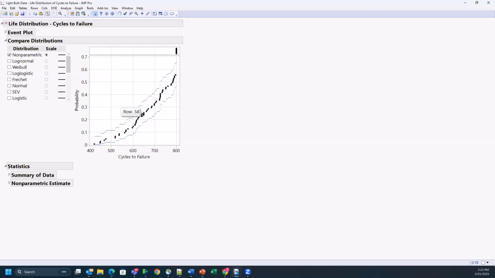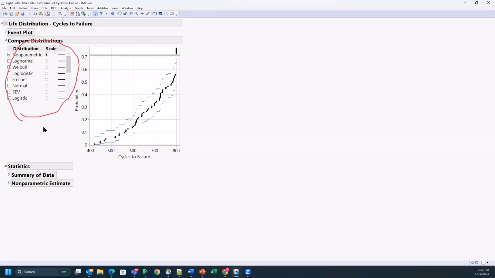The bulb in that particular row of my data table failed at about 650 cycles, and that was the 25%. That accounted for about 25% of all the dots in my data. About 25% of them fell below that. That's kind of how you read this chart. We also have these what are called non-parametric confidence intervals around that. So this is interesting. This is just the basic view of your data.